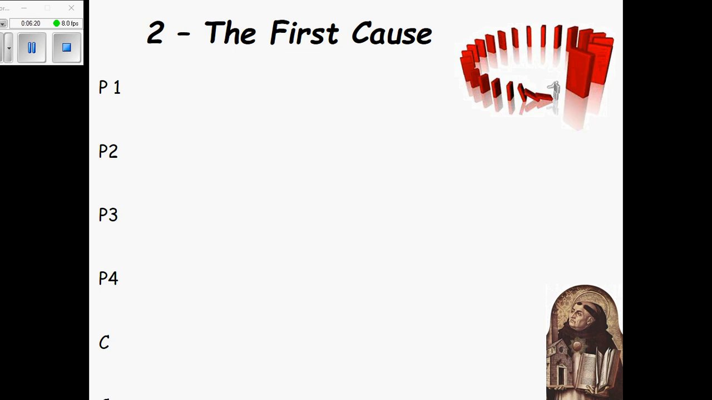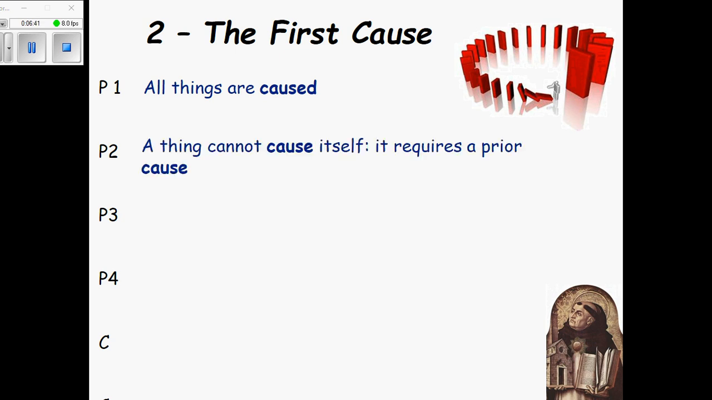Now, this is the same cosmological argument, but it's just laid out in his second way. It's called the first cause or the uncaused causer. Premise one, all things are caused. That means things exist because something else created or caused it. Now, a thing cannot cause itself. It's impossible to cause yourself.